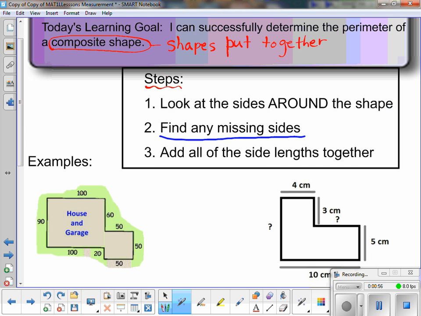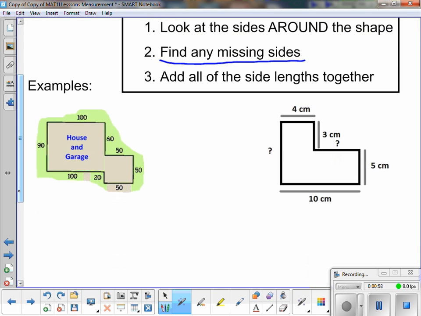The first one I have here is the house and garage. If I start here, I have 100, 60, 50, 50, 50, 20, 100, and 90. So on this composite shape, guess what? I don't have to find any missing sides because I know them all. Because I know them all, I need to do is add all their lengths together.